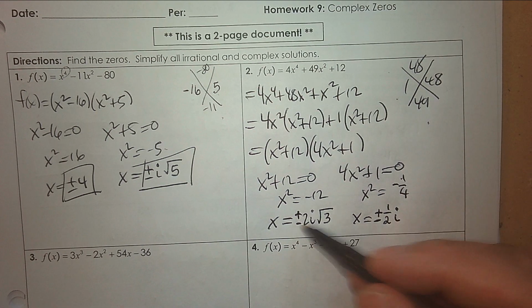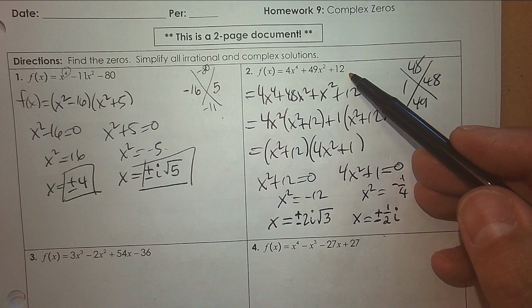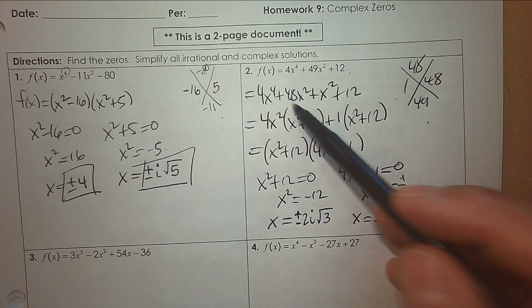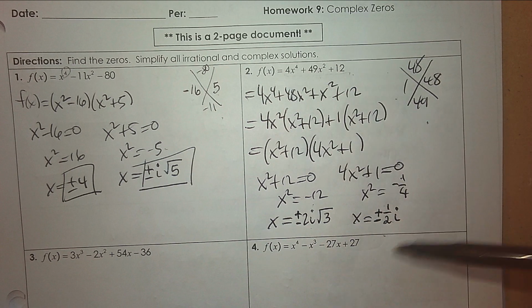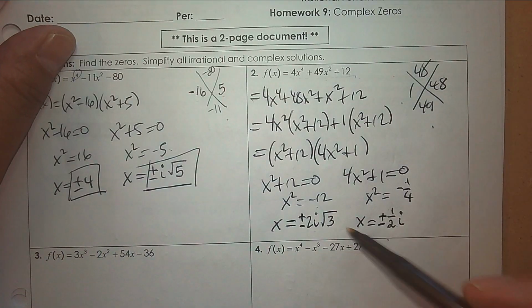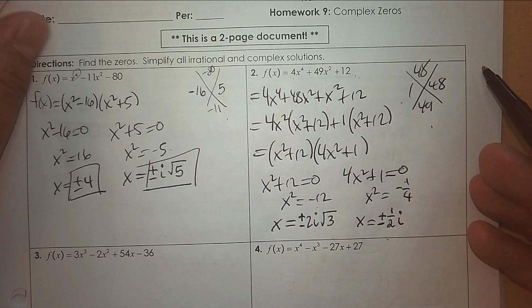Again, all 4 zeros are complex, but all 4 numbers, if you plugged them in, would give you the answer 0. If you would graph this, there'd be no real x-intercept. So it wouldn't cross the x-axis. But if you plug these numbers in, it would give you the answer 0. All right, number 3.